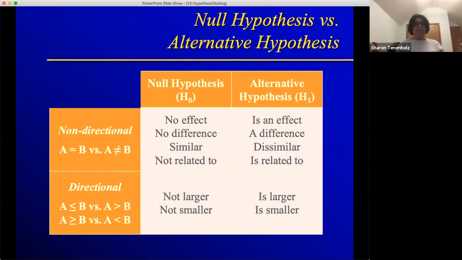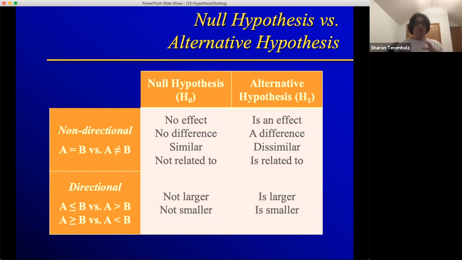Now, our hypotheses can be non-directional or directional. So a non-directional null hypothesis, remember the null hypothesis, nothing's going on here. No effect, no difference. Two groups are similar, or if we're doing a correlation, one thing is not related to the other thing. The alternative hypothesis then is that there is an effect. There is a difference. Two things are dissimilar. Or if it's a correlation, two things are related to one another.